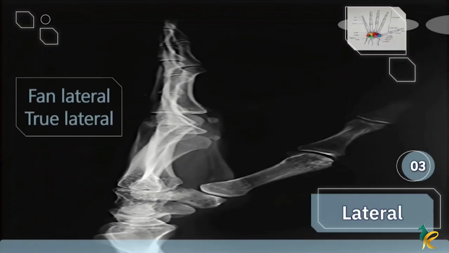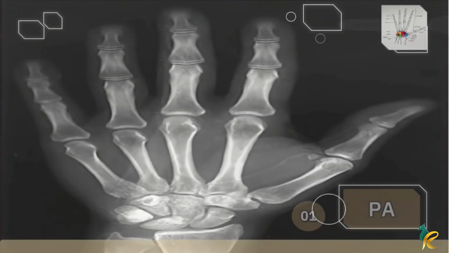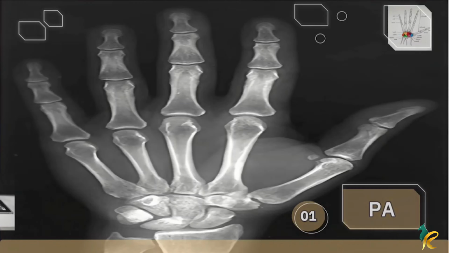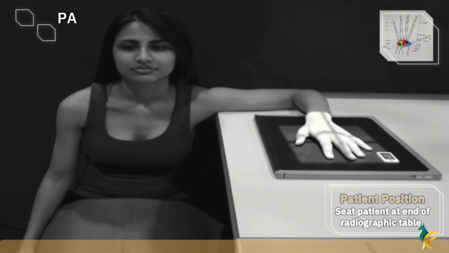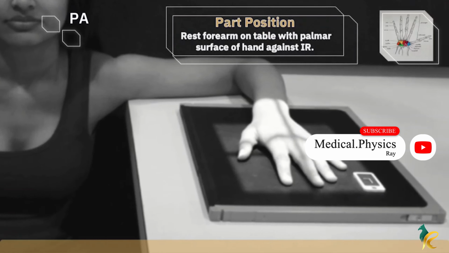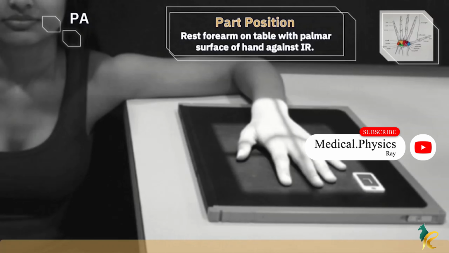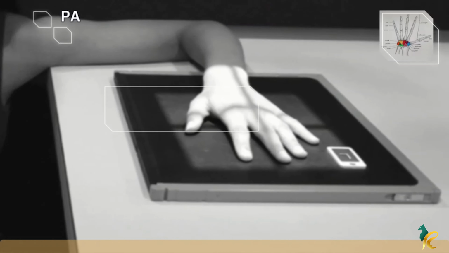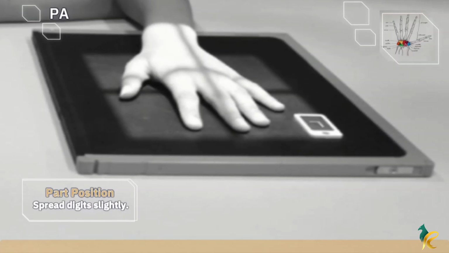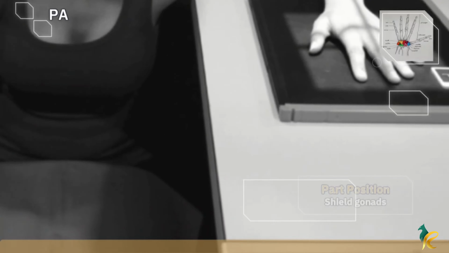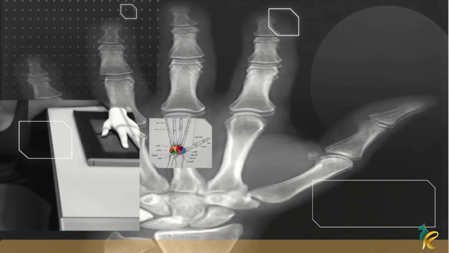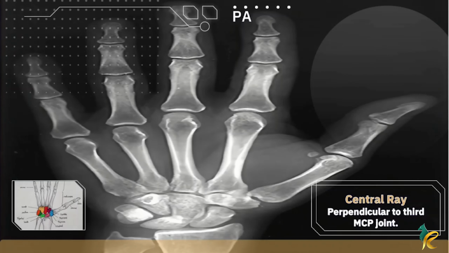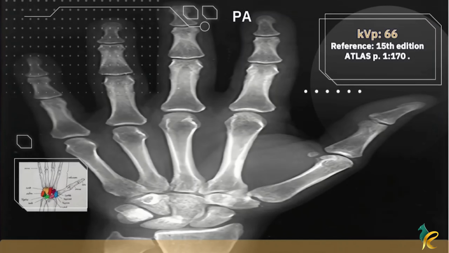In PA imaging of the hand, our patient must be seated at the end of the radiographic table. Our part position is nothing special. Our patient just needs to rest their forearm on the table with the palmar surface of the hand against the IR and touching the table. They will need to spread the digits slightly. Our central ray is perpendicular and enters through the third MCP joint. Compared to other techniques that we went through, we would need to increase our kVp to 66.